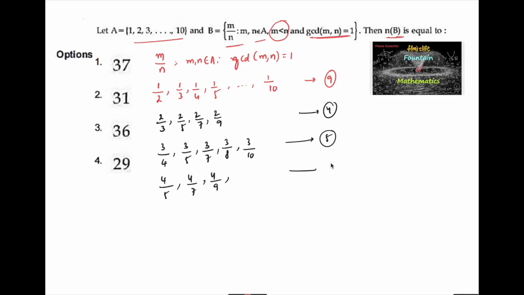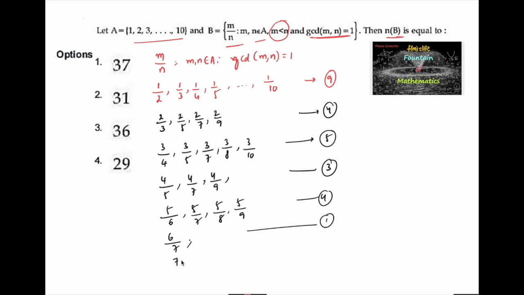So 3 are there. And next if I start with 5, 5 upon 6, 5 upon 7, 5 upon 8, 5 upon 9, 5 upon 10 we cannot take. So 4. So if I start with 6, 6 upon 7, 6 upon 8 we cannot take, 6 upon 9 also we cannot take, 6 upon 10 also we cannot consider. So only 1.